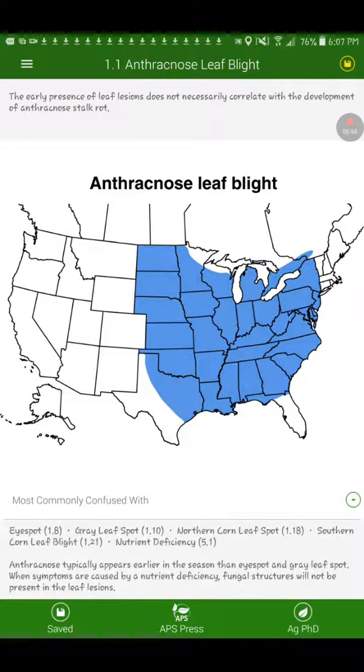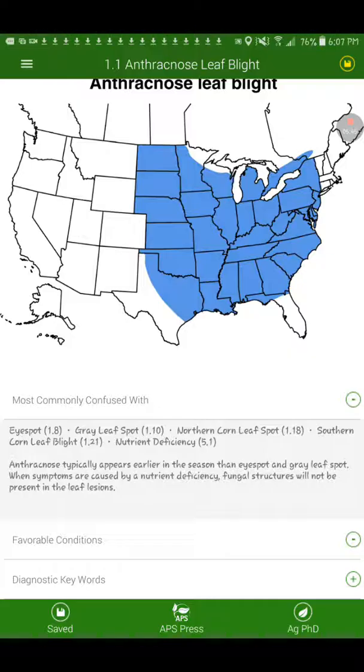Most commonly confused with eye spot, gray leaf spot, northern corn leaf spot, southern corn leaf blight, nutrient deficiency. Anthracnose typically appears earlier in the season than eye spot and gray leaf spot. When symptoms are caused by a nutrient deficiency, fungal structures will not be present in the leaf lesions.